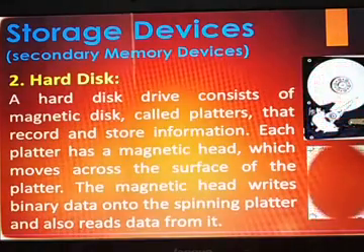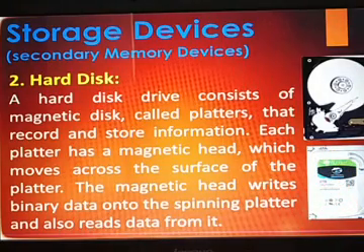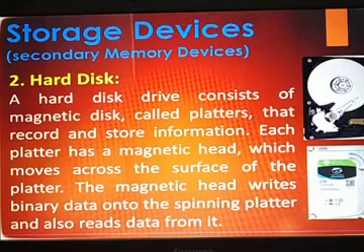A hard disk drive consists of magnetic disks called platters that record and store information. Each platter has a magnetic head, also called a read and write head, which moves across the surface of the platter. The hard disk memory stores information on one or more circular platters which are continually spinning.